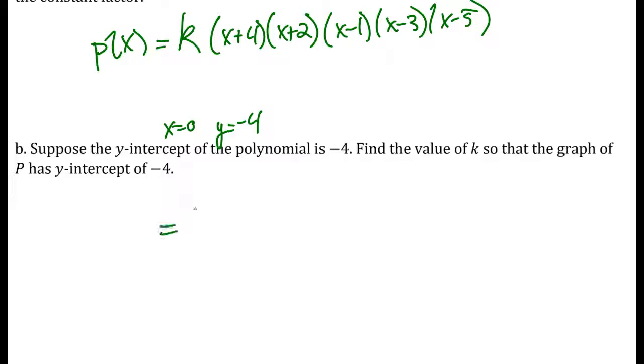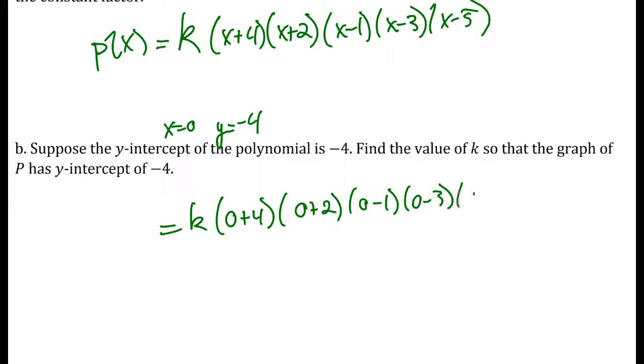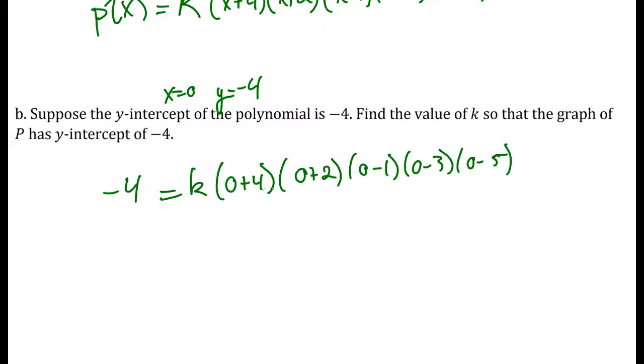So when I plug in a 0, plugging in a 0 for x, it should give me a negative 4. I can now solve this equation for k. A lot of you get tempted to start adding all these numbers over here. Don't add them because they're all being multiplied. 4 times 2 times negative 1 times negative 3 times negative 5. Use your calculator. Don't make a mistake like that.